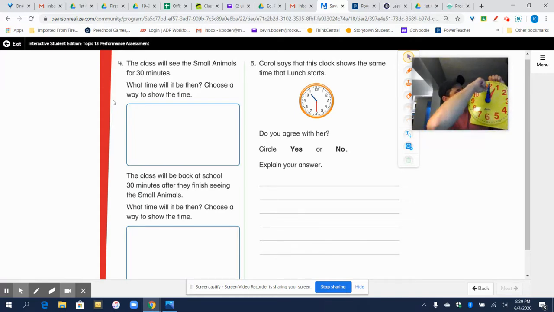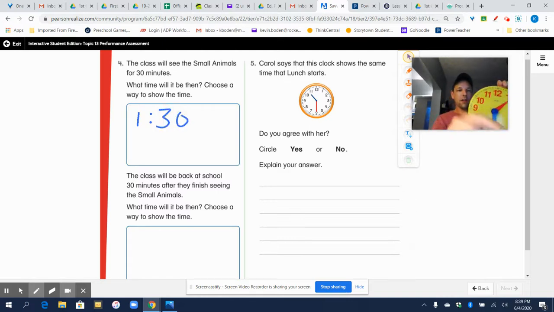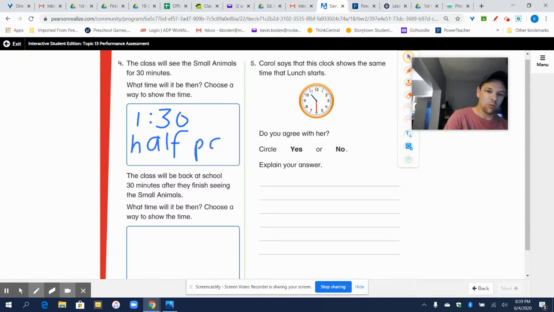So I'm going to take my minute hand, 5, 10, 15, 20, 25, 30 minutes, or half hour, or half the clock. What time will it be when they're done? That's right. It'll be halfway past the 1, not 2 o'clock yet. So it'll be halfway past the 1. So it'll be 1:30. That's right. And it's pointing to the 6 for 30. Another way to say that is half past 1. So I'm going to write that as well. Half past 1.